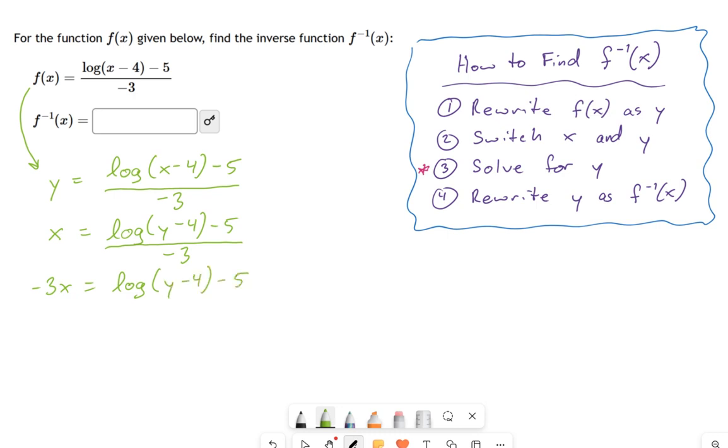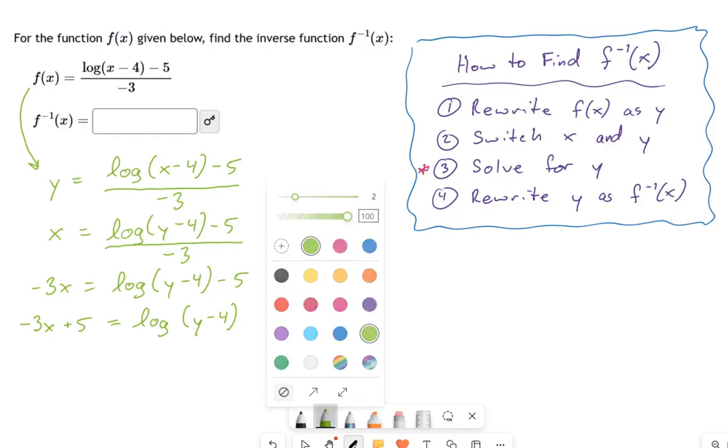Now remember, we're still working from the outside in towards y, so the next thing I'm going to attack is that -5, and I'll just add that over to the left side. I say plus 5, and that cancels out the -5. Now I've gotten about as far as I can without using logarithm tricks. I've done the easy division, multiplication, addition stuff.